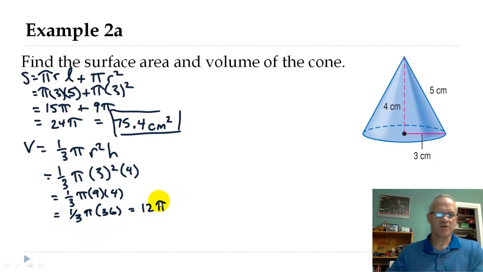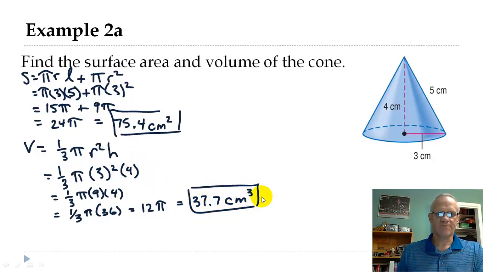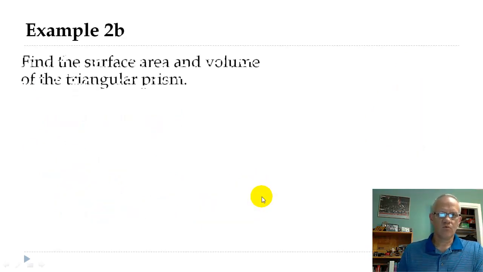And then once again, we can just plug that into our calculator. So 12 times pi, which is 37.699. And so when I round that off, it's going to be 37.7. It'll round up. And since this is volume, this will be in centimeters cubed, or cubic centimeters. Okay? And then one more here.